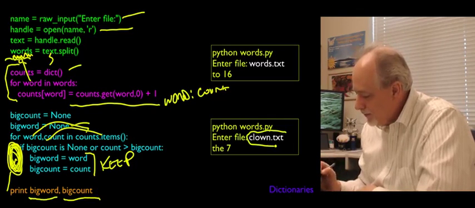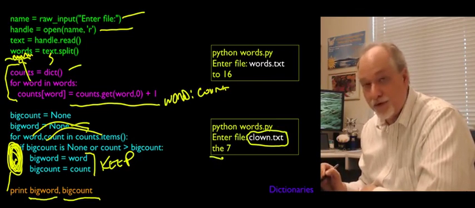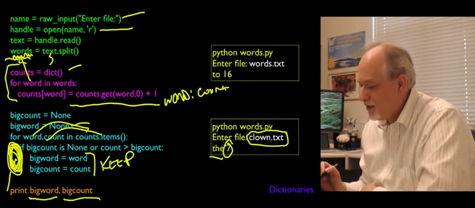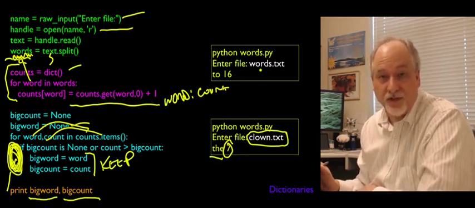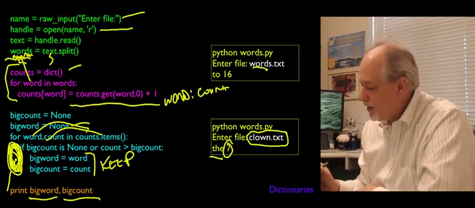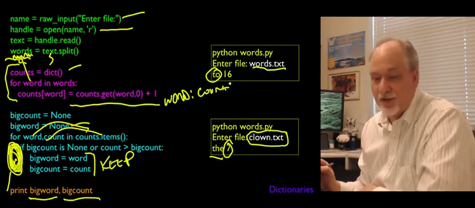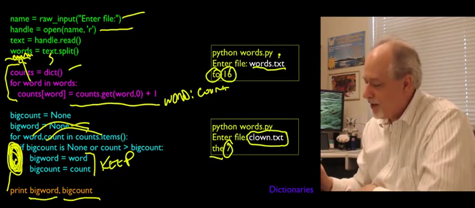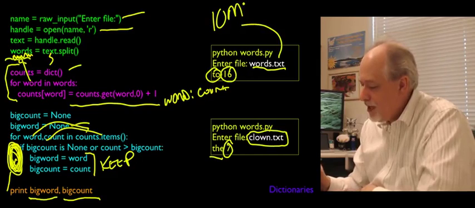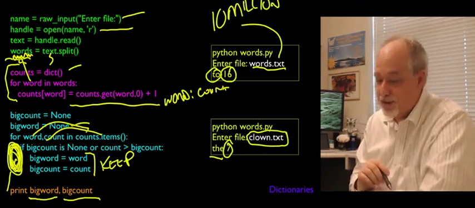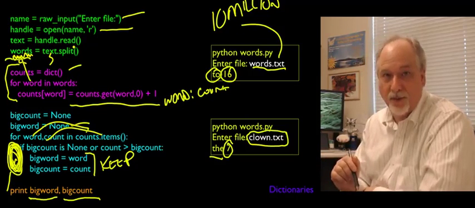So if we feed in that clown text, it will run all this stuff and print out, oh, the is the most common word, and it appeared 7 times. Or if I run the words.txt file from the actual textbook, then it says the word to is the most common, and it happened 16 times. So I could easily throw 10 million words through this thing, and it would just be totally happy, right?